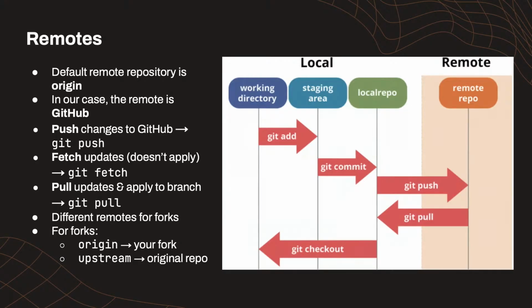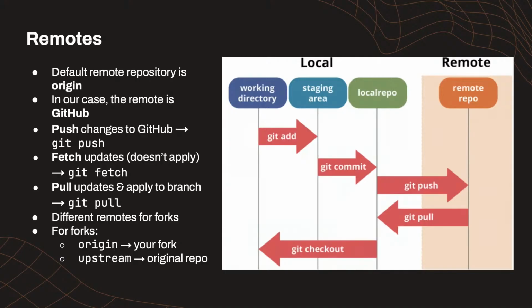And there's also some other commands, like a git fetch command, which basically fetches updates from the remote, so GitHub, but it doesn't actually apply to your current branch. And there's also git pull, which pulls updates and applies them to the branch.